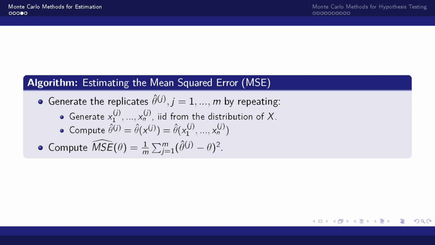First, we'll generate x1 through xn from the distribution of x and use this to compute theta hat. And we'll do this 1 through m times. Once we have simulated these theta hats, we can plug them into the equation to compute the mean square error of theta.